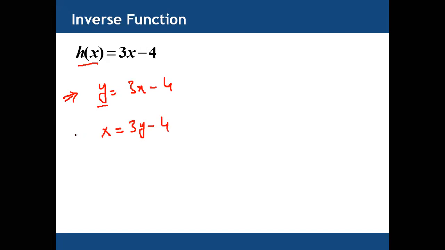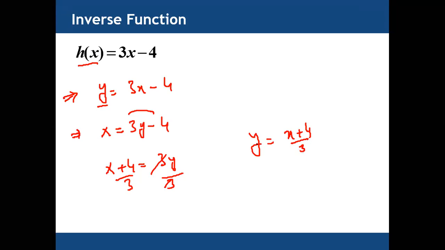Step number third, now find the value of y, so transfer minus 4 to the other side, x plus 4 equal to 3y, and then divide both sides by 3. So 3 cancels with 3. We have y is equal to (x plus 4) divided by 3. Now we can write f minus 1, where minus 1 means inverse. f inverse of x is equal to what? (x plus 4) divided by 3.